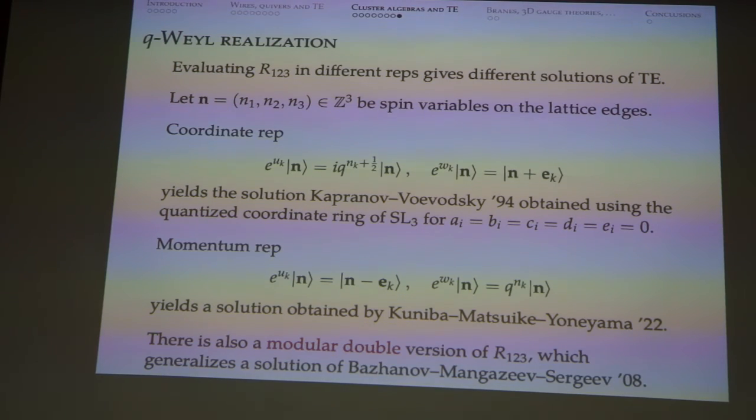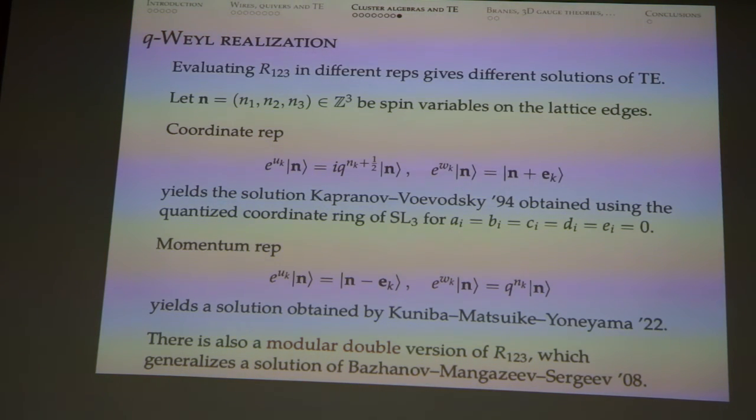Okay, and there's one more thing. There's something called the modular double version, where quantum dilogarithms are replaced by non-compact quantum dilogarithms, and then we can also easily write down a solution corresponding to that modular double setup, and we obtain a generalization of a solution which was obtained by Bazhanov, Mangazeev, and Sergeev. They obtained this solution from the consideration of some quantum geometry of 3-manifolds.